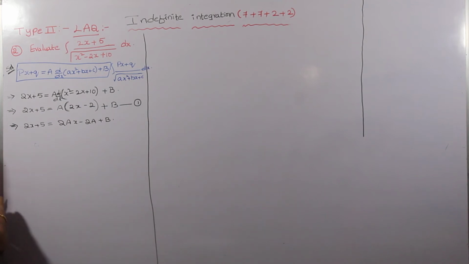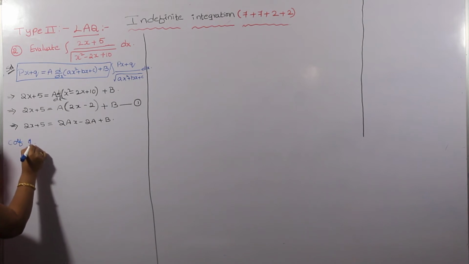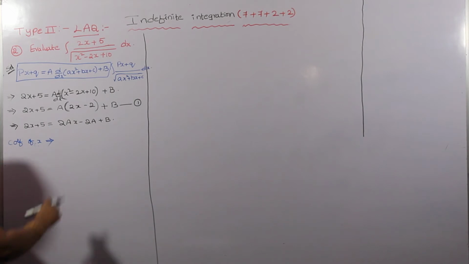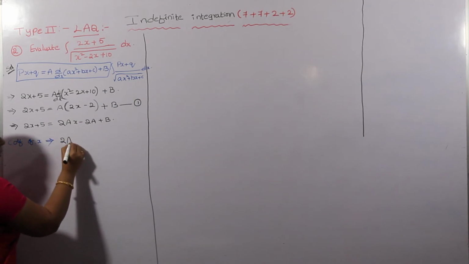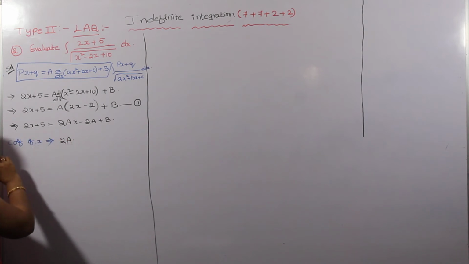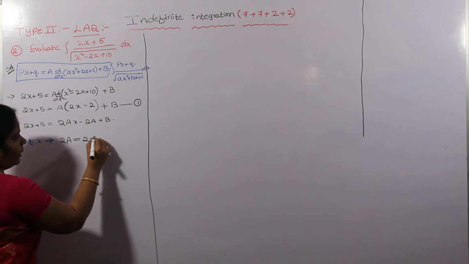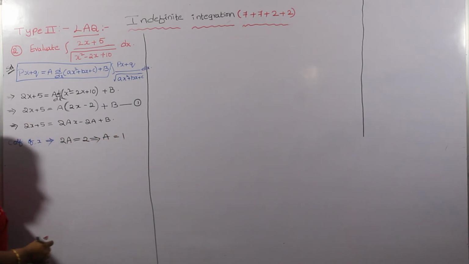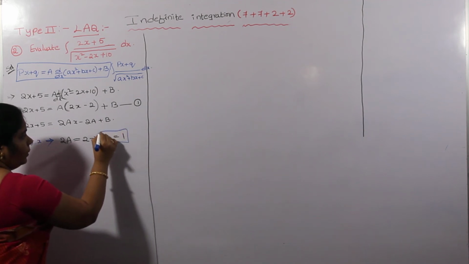Now comparing like terms. First take the coefficient of x. This side coefficient of x is 2A, and this side coefficient of x is 2. So 2A is equal to 2. That implies the 2 gets cancelled. From that capital A is equal to 1.